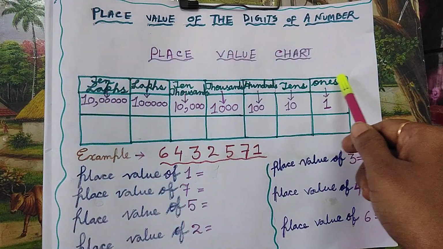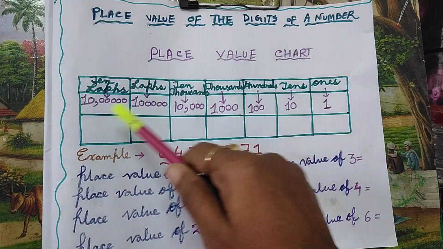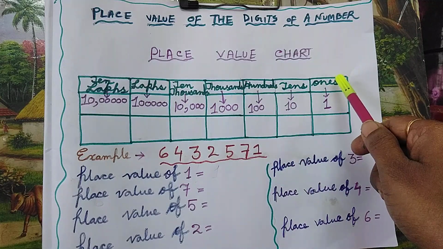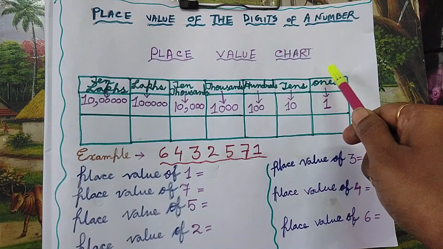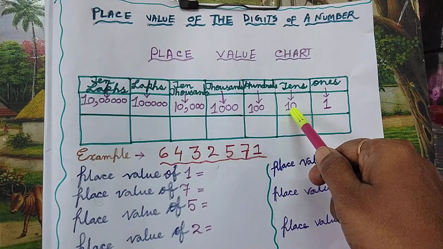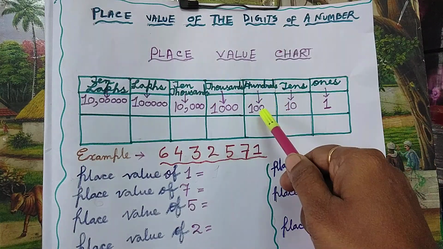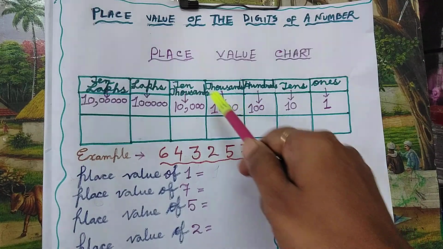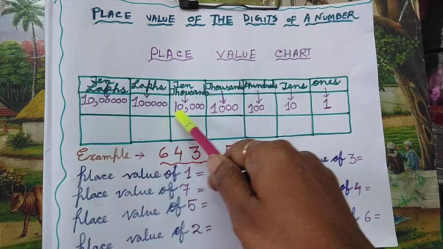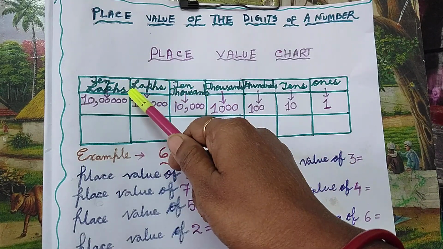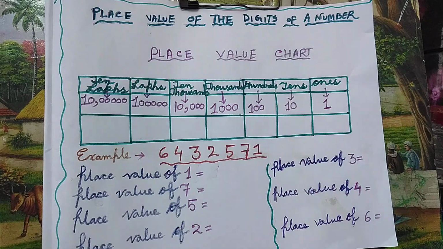See children, I have written these words in number. The first is ones, it's 1. 10 is written as 10. 100 is written as 100. 1000 is written as 1000. 10,000s, lakh, and 10 lakhs are written in number too, so that you can understand well.